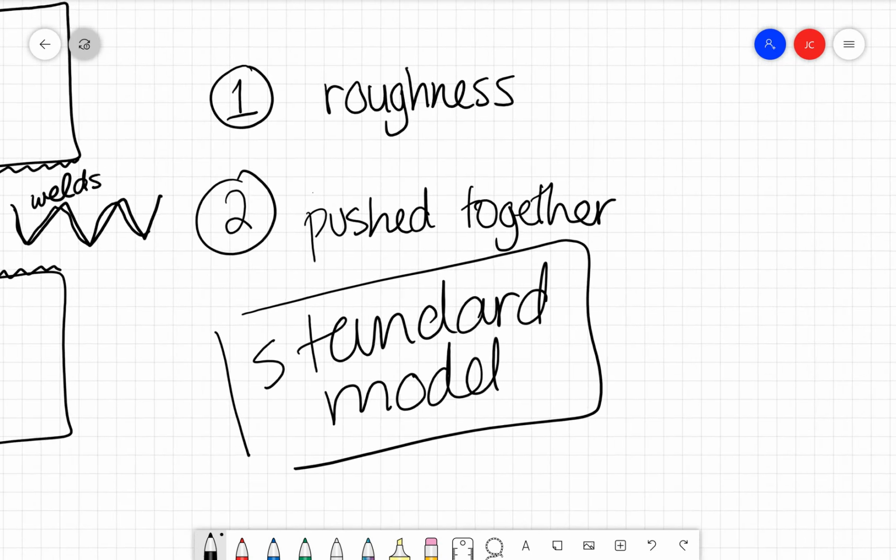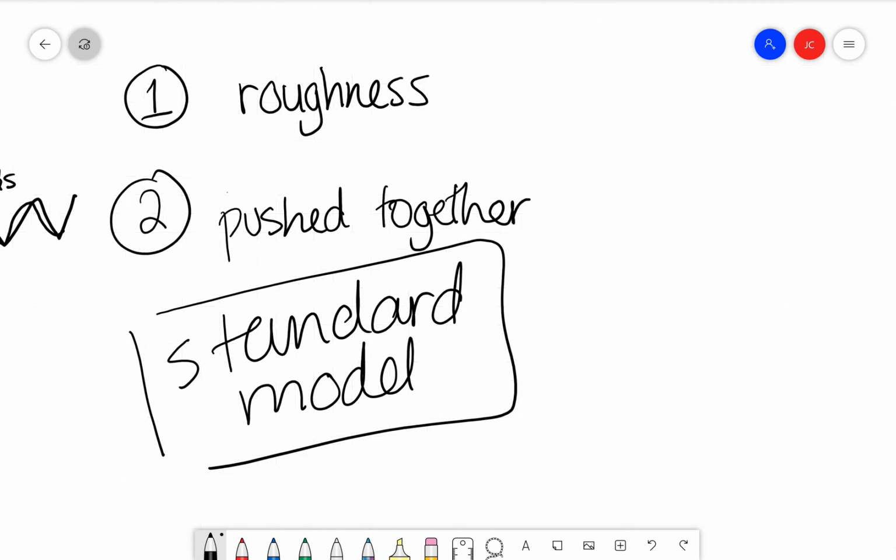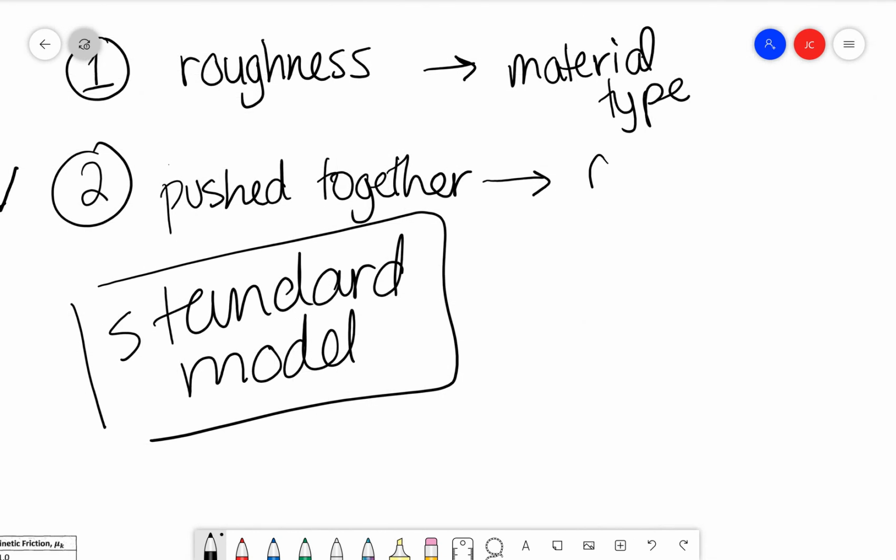According to the standard model, these two things are the only things which matter, except stated in slightly fancier words. We call this the material type, because it's literally the type of material. Is it ice? Is it wood? Is it rock? Is it copper? And the other one is literally the force of the two objects on each other, the force pushing them together.